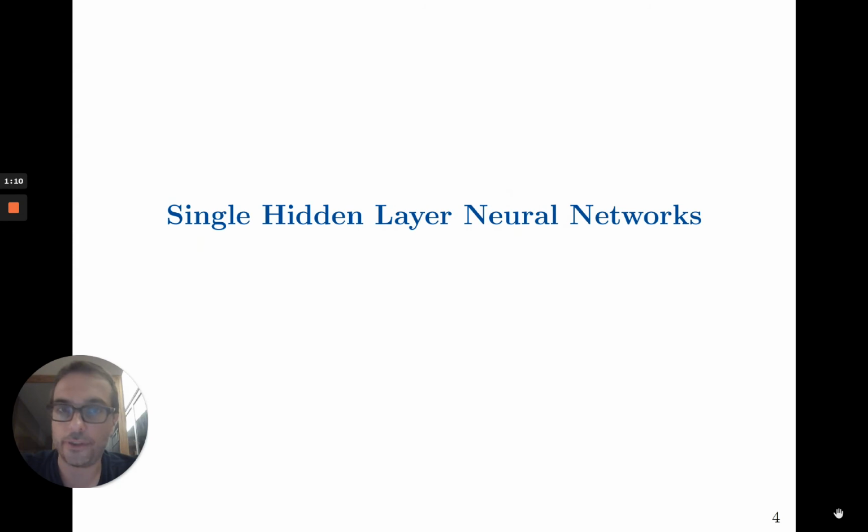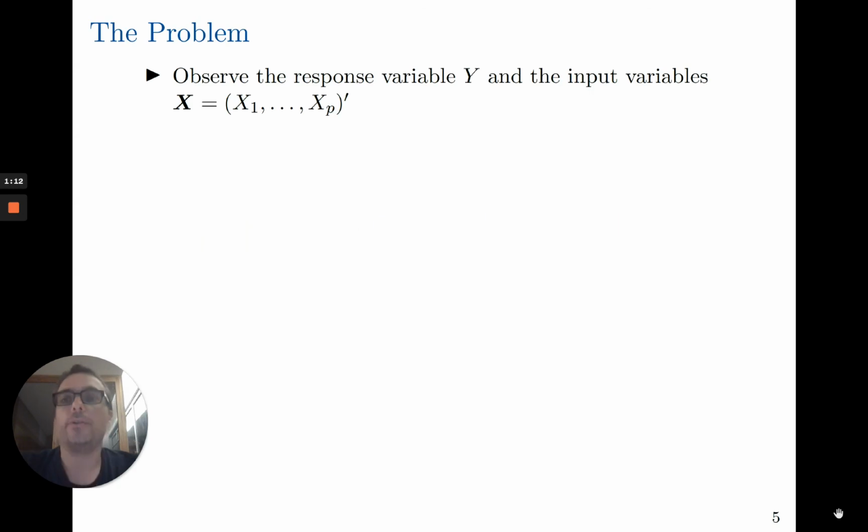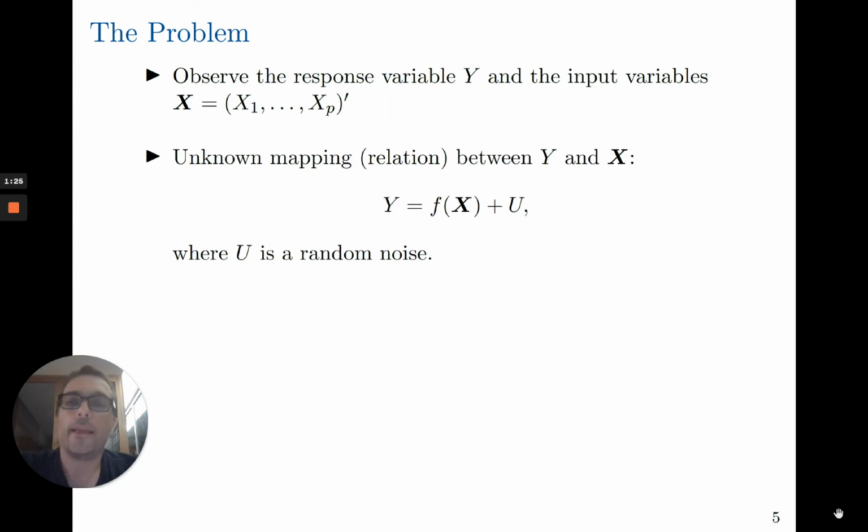So let's start with the shallow neural networks. Okay? So we observe a response variable y and a set of explanatory variables, or covariates, or controls, you name it, or input variables x, which is p-dimensional. Okay? And there is an unknown mapping between x and y. So y is f of x plus a random term u. F is nonlinear and is unknown, and our goal is to recover f.